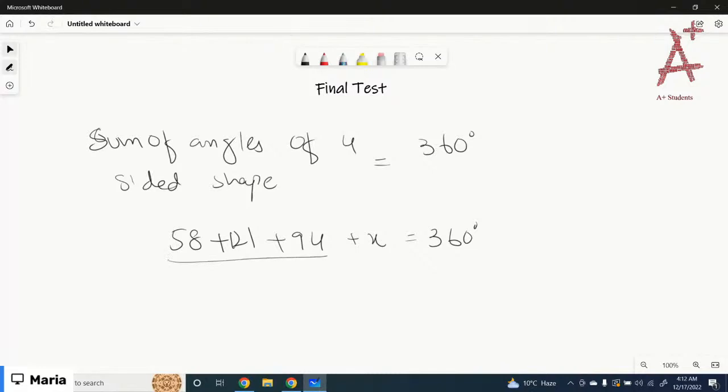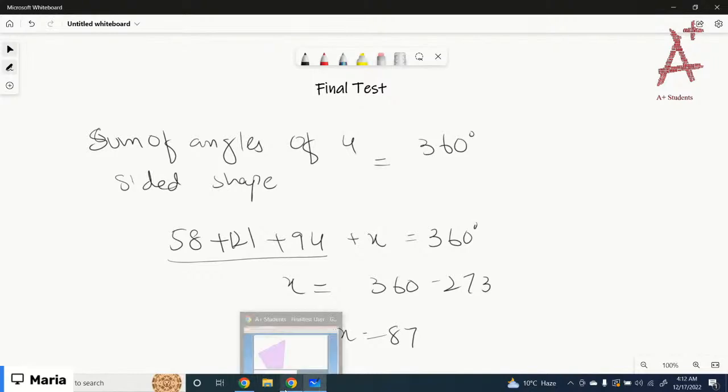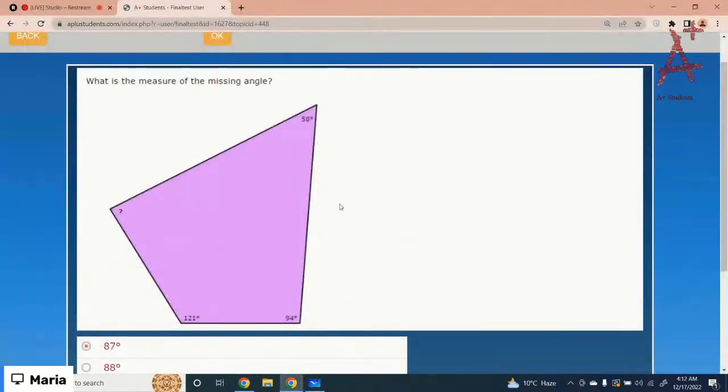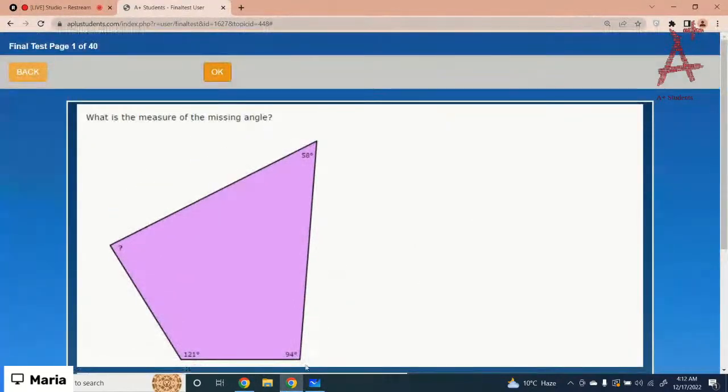So add all three and subtract them from the other side, got it? Let me just add them. 58 plus 121 plus 94 is 273. Subtract that from the other side, so it would be 360 minus 273, and that would be 87 degrees, got it? So the correct option is 87. If you have any question, you can ask.